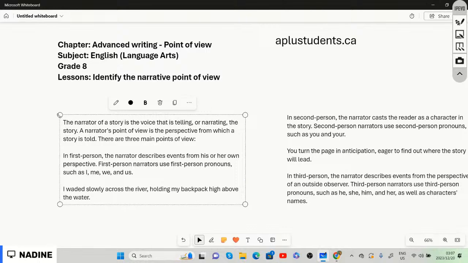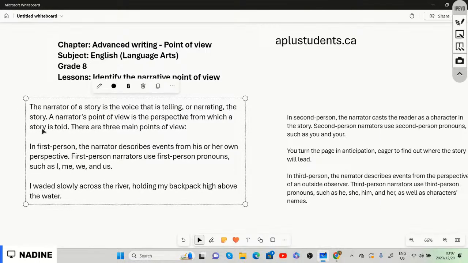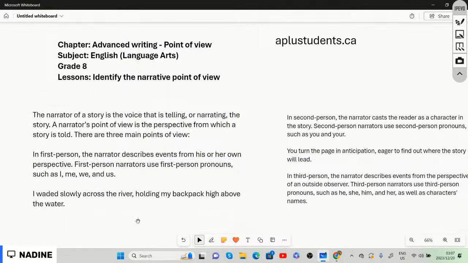So a narrator of a story is the voice that is telling, or narrating, the story. So when it comes to story writing, storytelling, then of course the narrator of a story is the voice that is telling, or that is narrating the story. So it's telling the story or narrating the story, right?